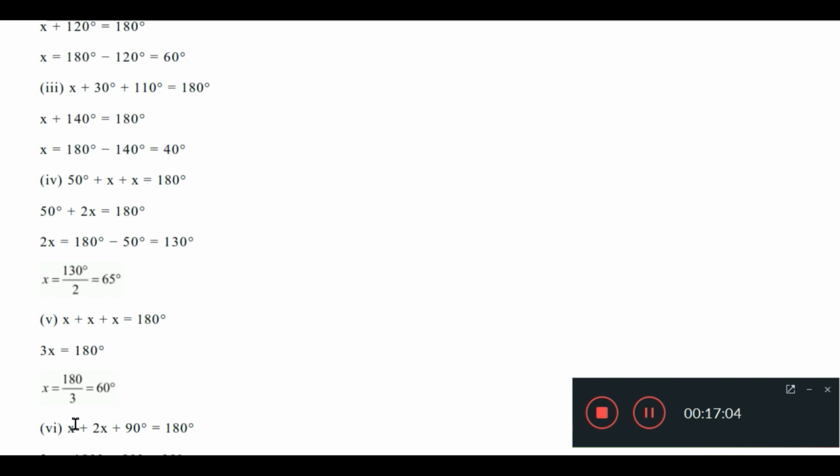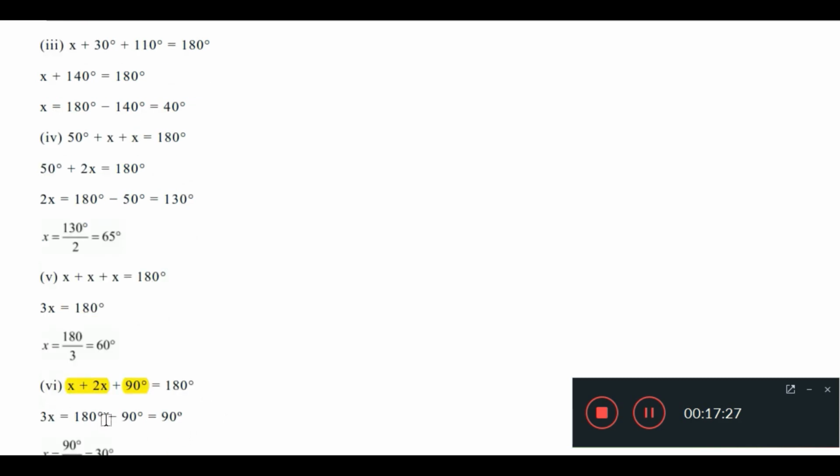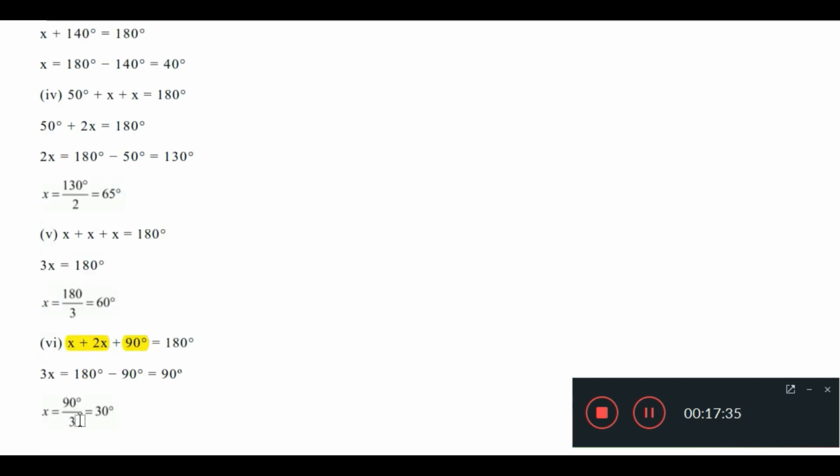Sixth part. The question is x plus 2x plus 90. So here we will add x plus 2x because these two are variables and this is constant. So x plus 2x equals what? 1x and 2x is equal to 3x plus 90, and this 90 will go to the right hand side with 180 degrees. 3x equals 180 minus 90, which is equal to 90, and as above, here 3 is with the variable, so 3 will go to the denominator. So x equals 90 upon 3, which is equal to 30 degrees.